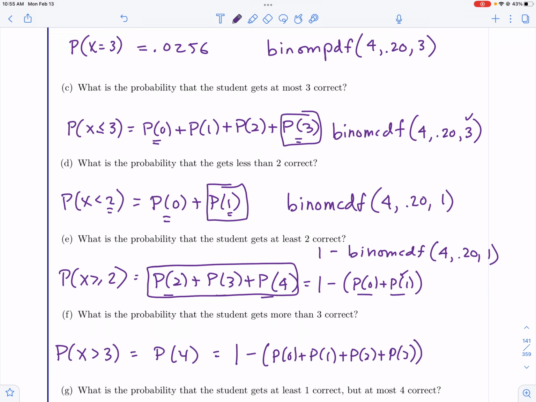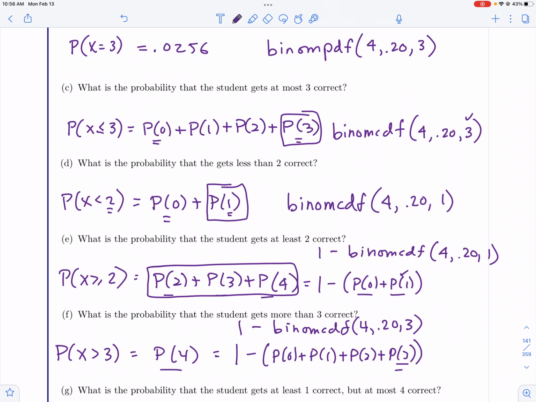And so again, if I set this up, I'm going to do my 1 minus binomial CDF. Again, my 4, 0.2. But in this case, since I want to count up to 3 as what I'm subtracting out, then I want to make sure I end with 3. And again, in this case, that's going to give me that single value of just P of 4.